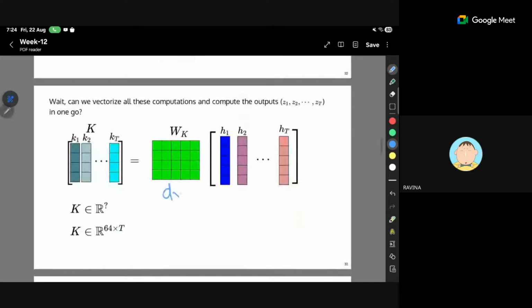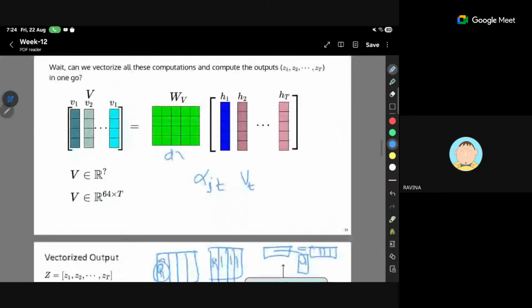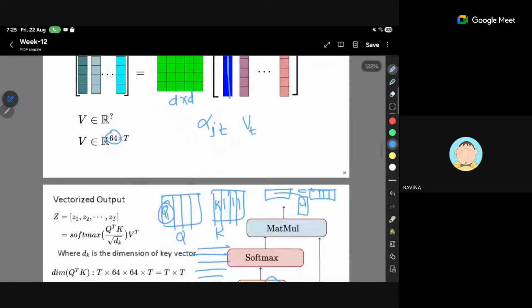And similarly here also it's going to be D cross D, and here this is going to be D cross D. In this case, D is the size of the embedding, right? Whatever embedding size you can choose. So here they have chosen 64 size embedding, and you can have that way, right?